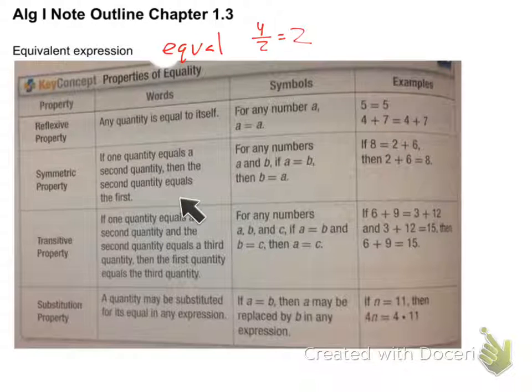The symmetric property says if one quantity equals a second quantity, then the second quantity equals the first quantity. Basically you can switch the order. If A equals B, then B equals A. If 8 equals 2 plus 6, well then 2 plus 6 equals 8. Duh, right? That makes sense. We've been using that since we were in first grade.